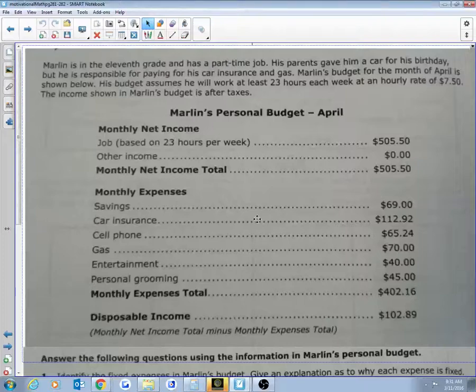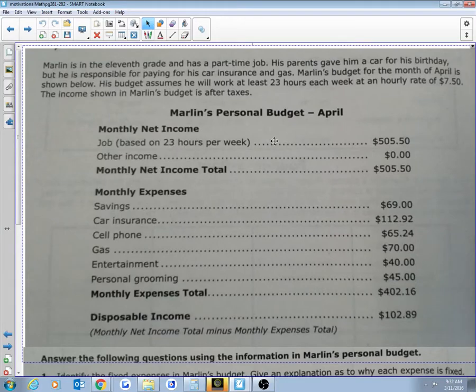Page 288. Marlon is in the 11th grade and has a part-time job. His parents gave him a car for his birthday, but he is responsible for paying for his car insurance and gas. Marlon's budget for the month of April is shown below. His budget assumes he will work at least 23 hours each week at an hourly rate of $7.50. The income shown in Marlon's budget is after taxes.